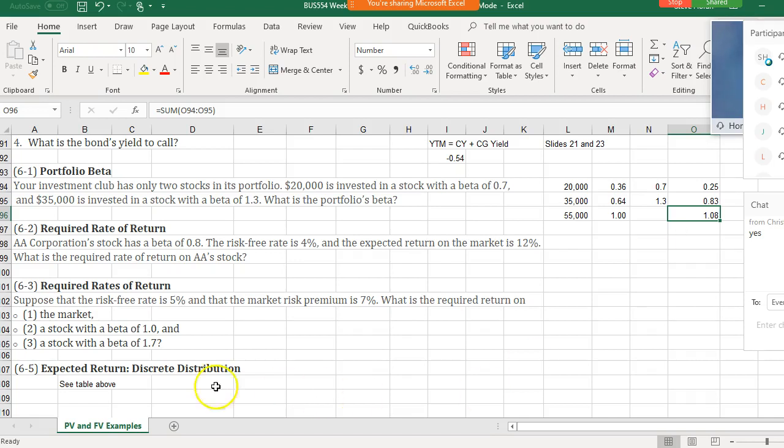Question 2 says AA Corporation stock has a beta of 0.8. The risk-free rate is 4%, and the expected return in the market is 12%. What's the required rate of return on AA stock? So a few concepts from the chapter: we have to use what they call the CAPM, C-A-P-M. It's called the Capital Asset Pricing Model. And that puts in a few things that help us calculate the required return on a stock.